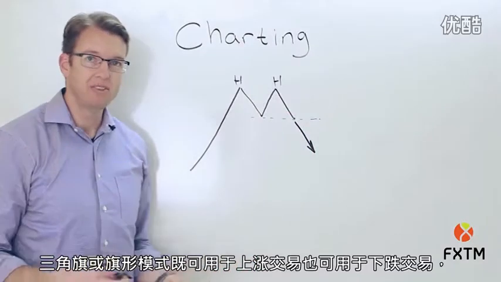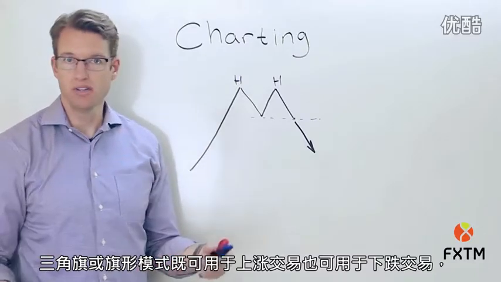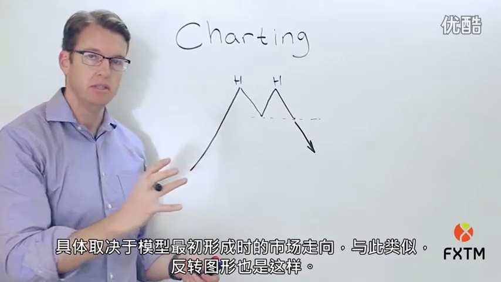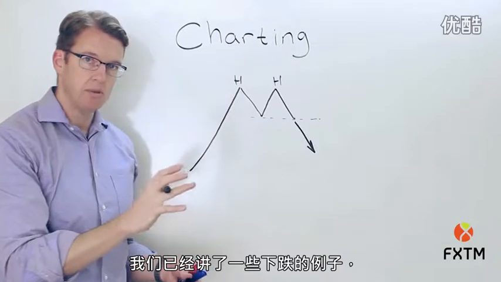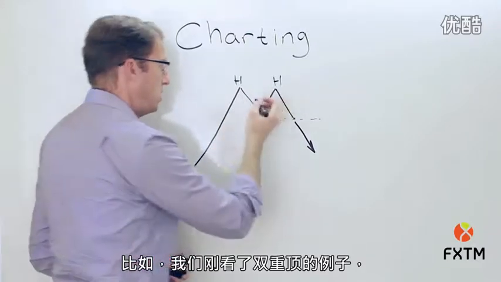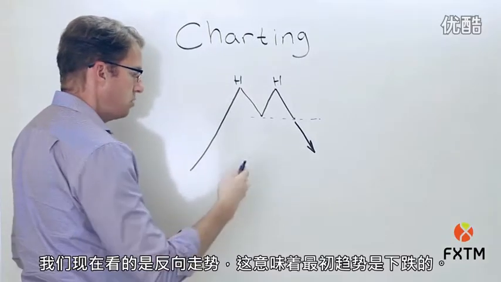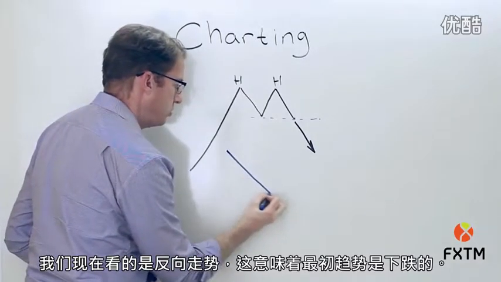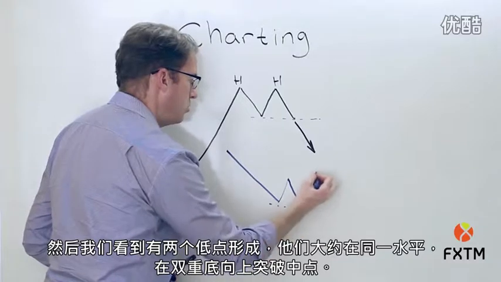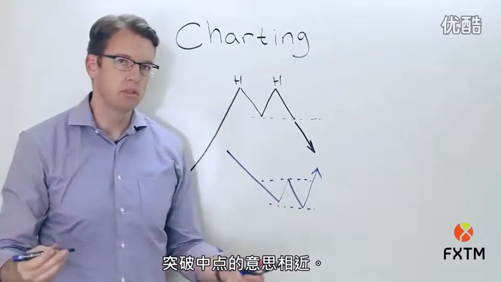Now, just like consolidation patterns like flags or pennants can work for either an upside trade, a bullish trade, or a bearish trade, depending on which direction the market was going when it initially formed, reversal patterns are very similar. So far we've done some bearish examples, and bullish examples of reversal patterns are just the mirror image. For example, the double top that we just looked at could easily be a double bottom. So again, we're looking for the mirror image, which means that initially the trend would be negative. Then we form a couple of lows that are roughly at the same price level with a move up beyond that midpoint in the double bottom. So that would have similar implications.